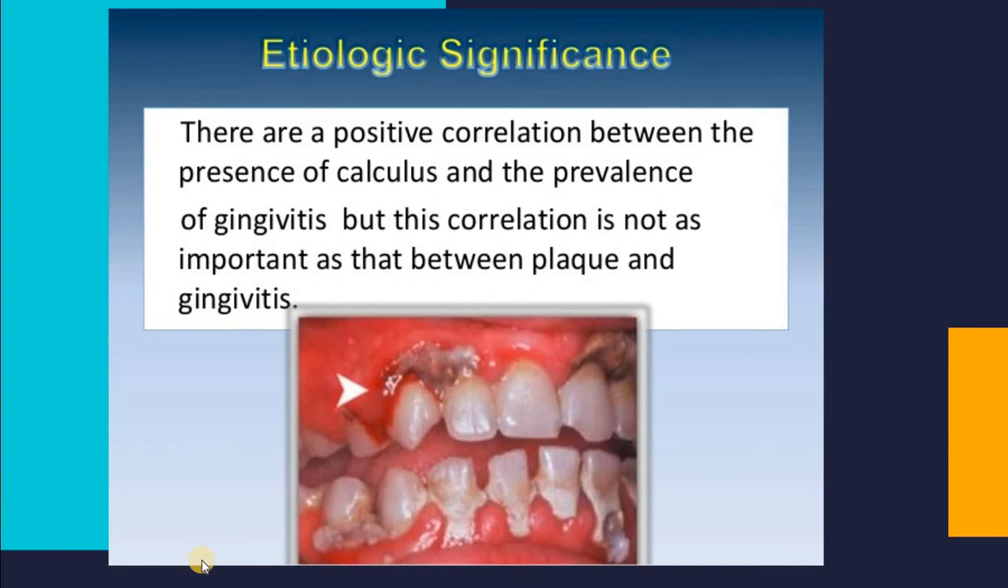About the etiological significance, there is a positive correlation between the presence of calculus and the presence of gingivitis, but this correlation is not as important as between plaque and gingivitis. This means that the main causative factor of gingivitis and periodontal disease is plaque, but calculus does not act as a causative factor. It just acts as an aggravating factor or risk factor.